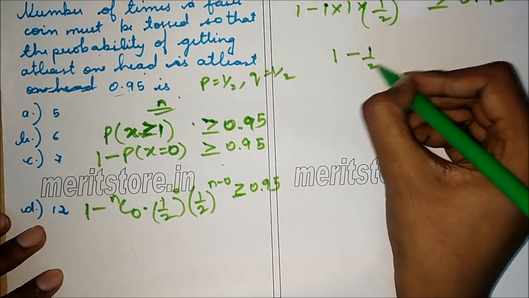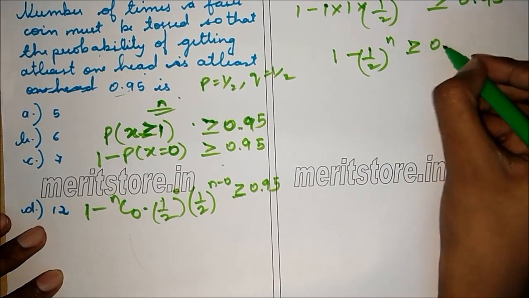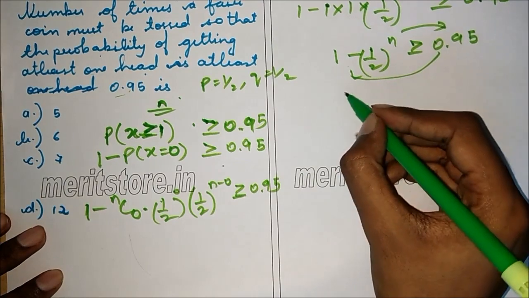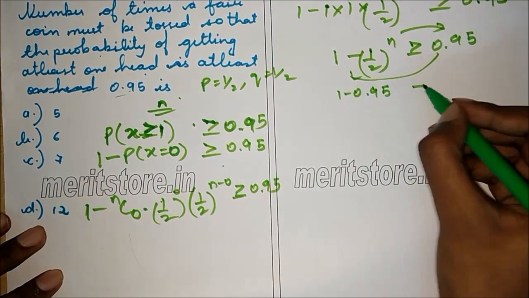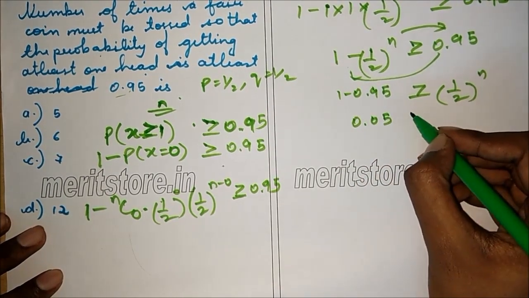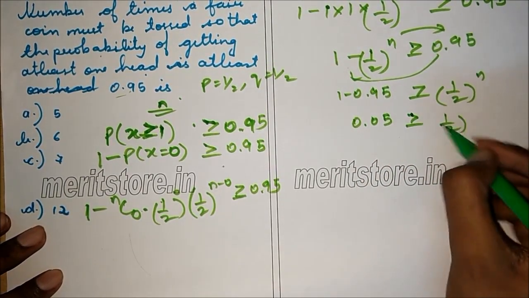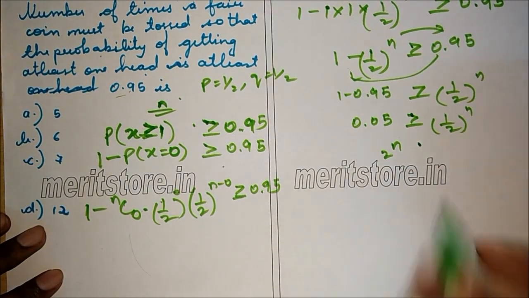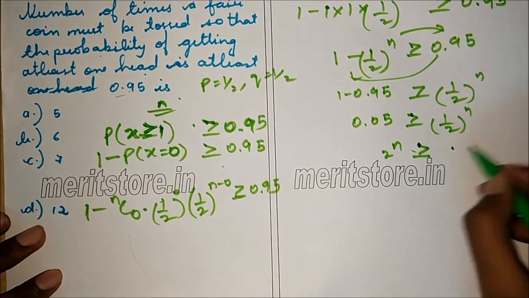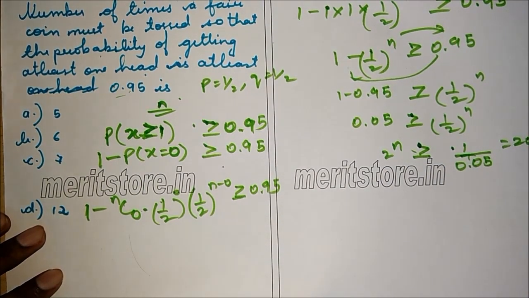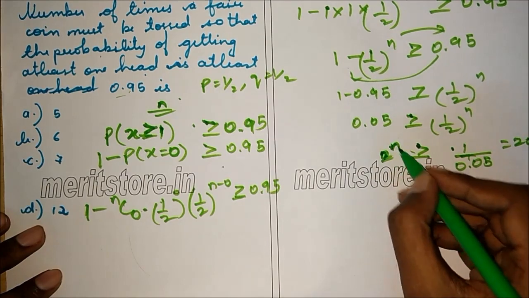Therefore 1 minus half raised to n is greater than or equal to 0.95. Now bringing this term to RHS and this to LHS, 1 minus 0.95 is 0.05, which is greater than or equal to half raised to n. So 2 raised to n is greater than or equal to 1 by 0.05, which is equal to 20, the reciprocal of 0.05. So 2 raised to n is greater than or equal to 20.